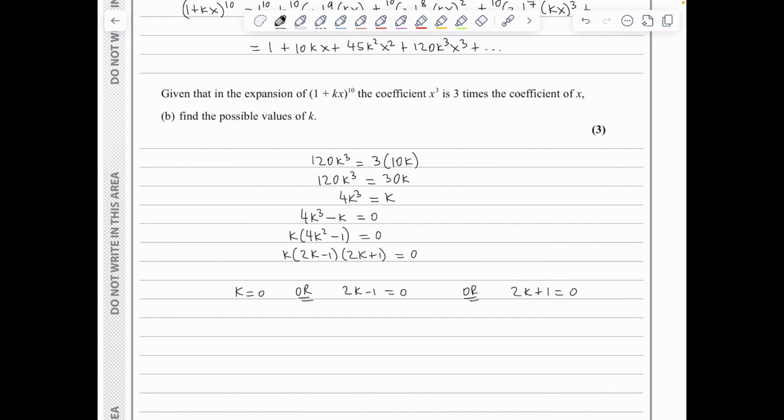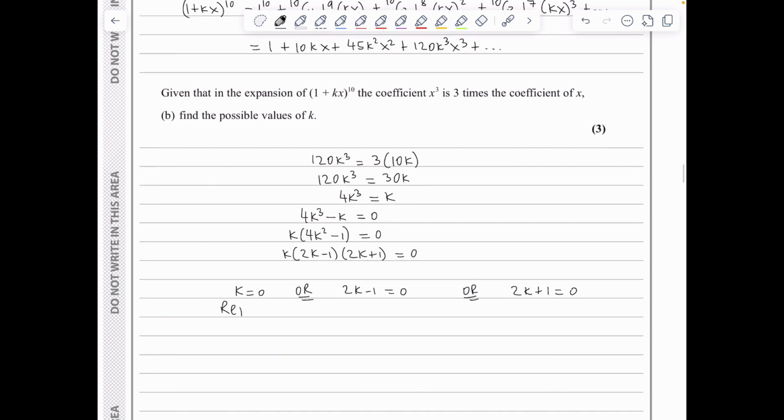Now the solution of k is 0 is rejected, it's not valid, and this is simply because the question itself says that k is a non-zero constant. So I need to say here, since k is not equal to 0. Now for 2k minus 1 is 0, we get that 2k is 1, and therefore k is 1 over 2. And for 2k plus 1 is 0, we get that 2k is negative 1, and therefore k is minus a half. So we've got two possible values for k, a half and minus a half.